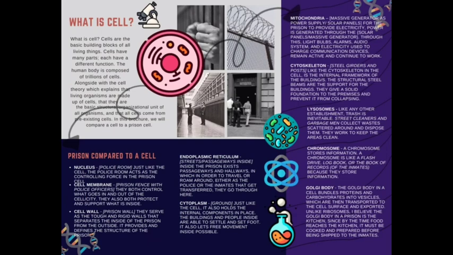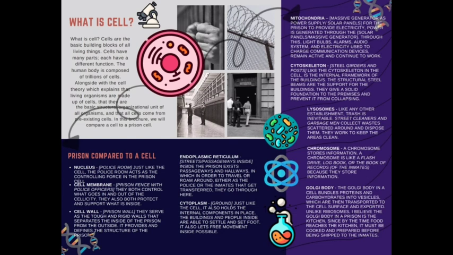The next is endoplasmic reticulum. The endoplasmic reticulum, or ER, processes molecules within the cell and helps transport them to their final destinations. We compare this into the streets or passageways inside. Inside a prison exist passageways and hallways through which, in order to travel or roam around, either the police or the inmates that get transferred, they go through here.